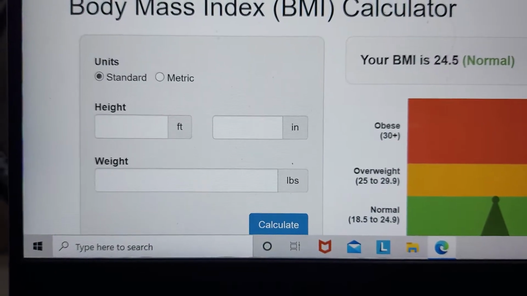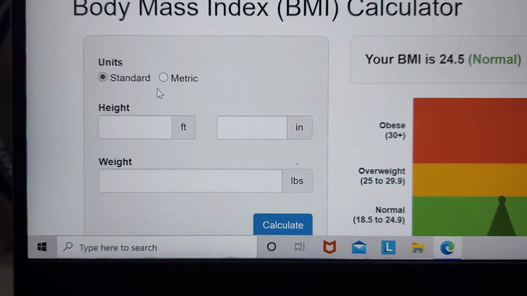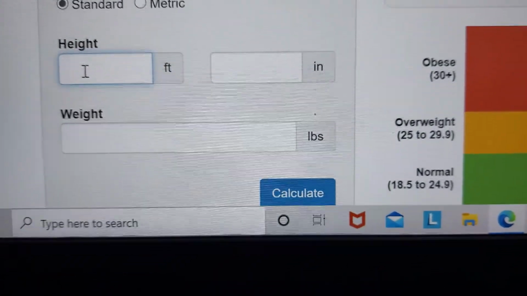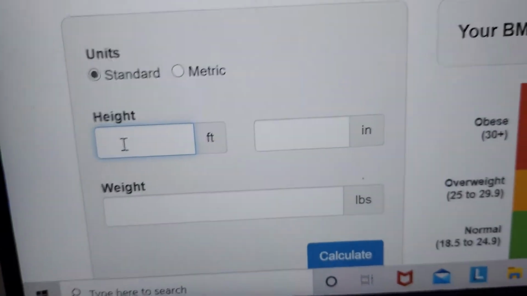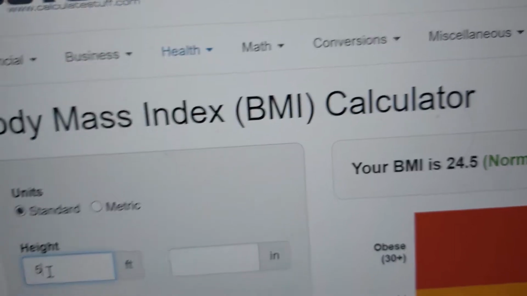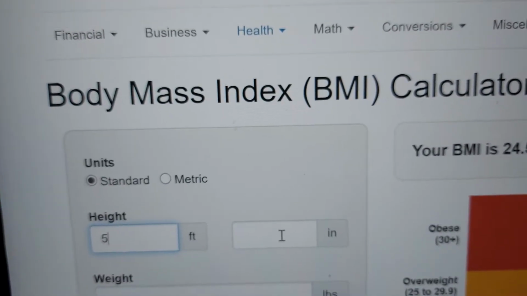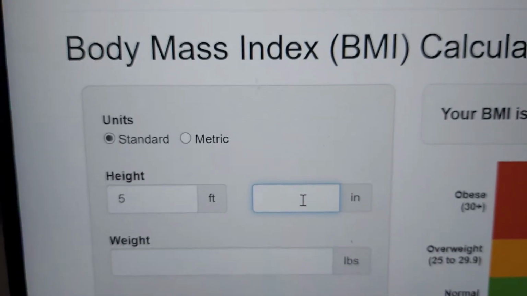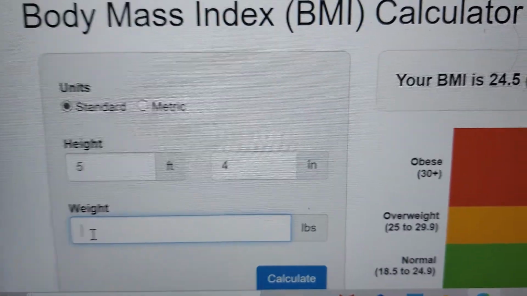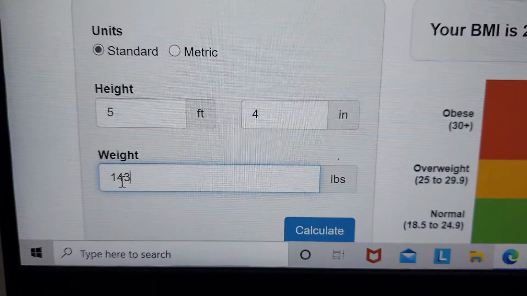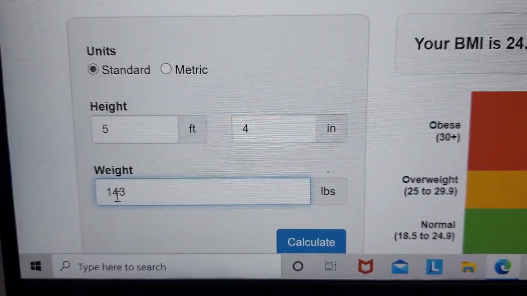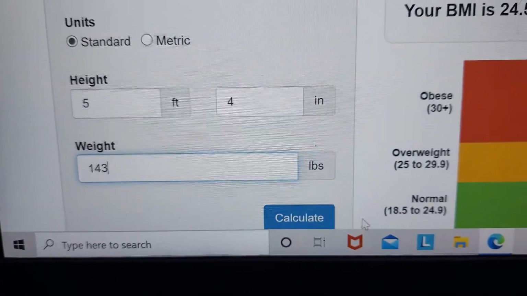Okay, so we got to enter my height. My height is 5 feet and 4 inches. All right. And then my weight is 143 pounds. So I am 5'4", 5 feet and 4 inches, and my weight is 143 pounds. So we will be able to calculate already with just the given data.